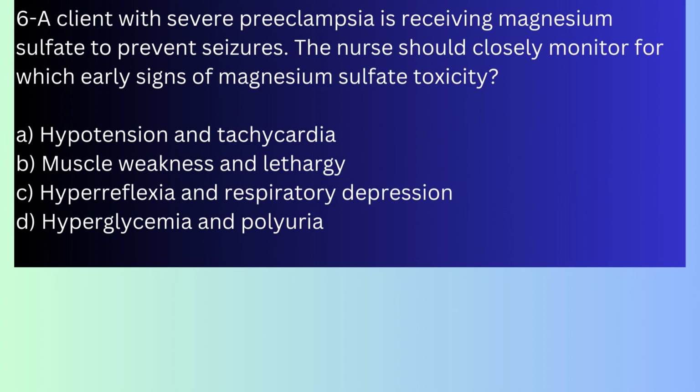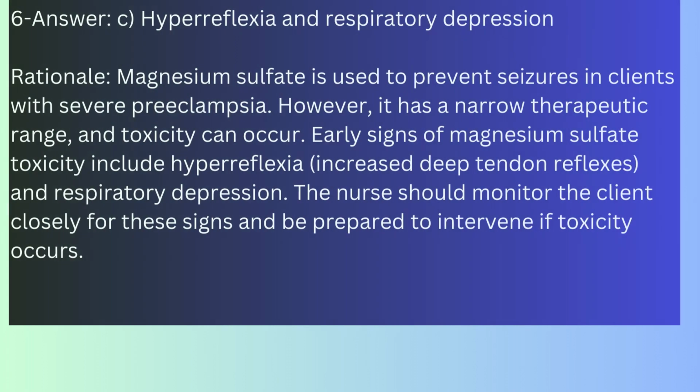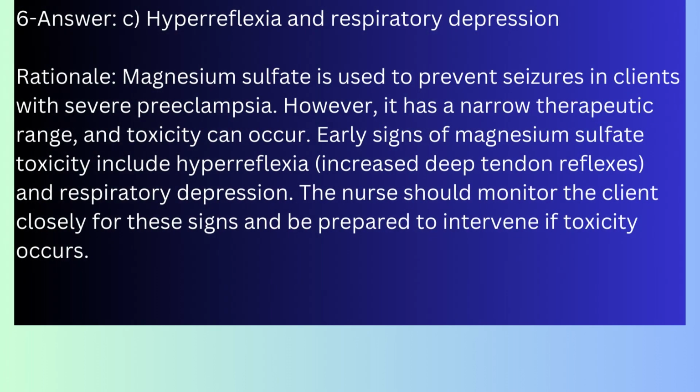Question 6. A client with severe preeclampsia is receiving magnesium sulfate to prevent seizures. The nurse should closely monitor for which early signs of magnesium sulfate toxicity. A. Hypotension and tachycardia. B. Muscle weakness and lethargy. C. Hyperreflexia and respiratory depression. D. Hyperglycemia and polyuria. Answer: C.